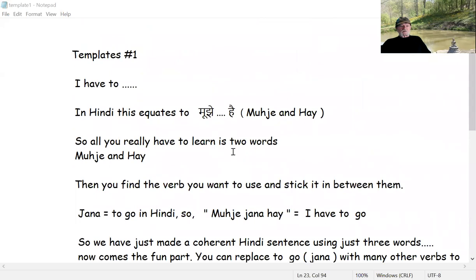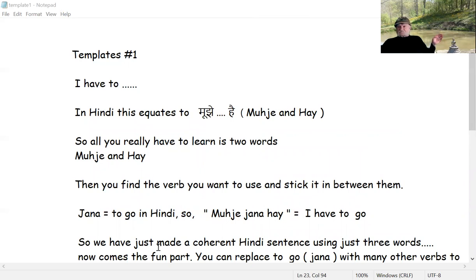You have to learn 2 words. The first 2 words you have to learn are mujhe and hai. Now, anybody who's been around Hindi at all knows these 2 words. Mujhe, in this case, is going to mean I, and hai is going to mean have to. Now, I'm not going to get into the sentence structure, the case, the grammar, nothing like that. Just I and have to, and you stick a verb in the middle. So all you have to learn is the 2 words, mujhe and hai. Then you find the verb you want to use and you stick it in between them.